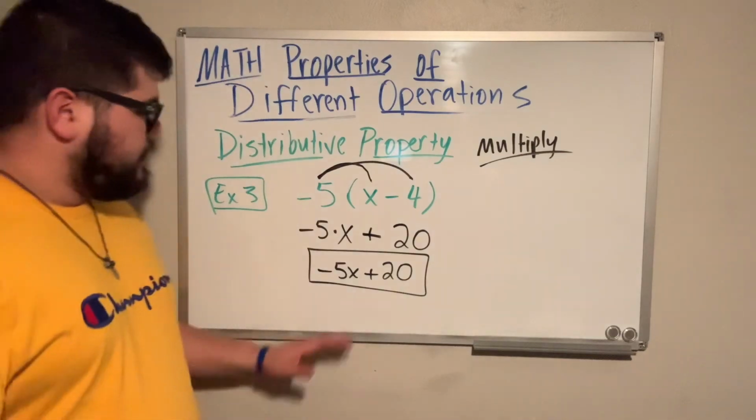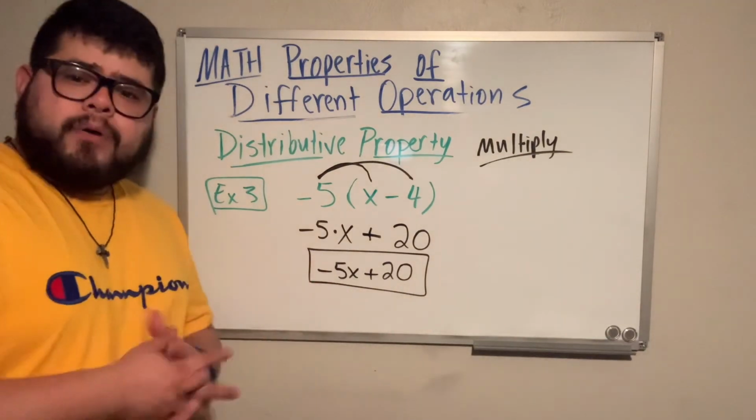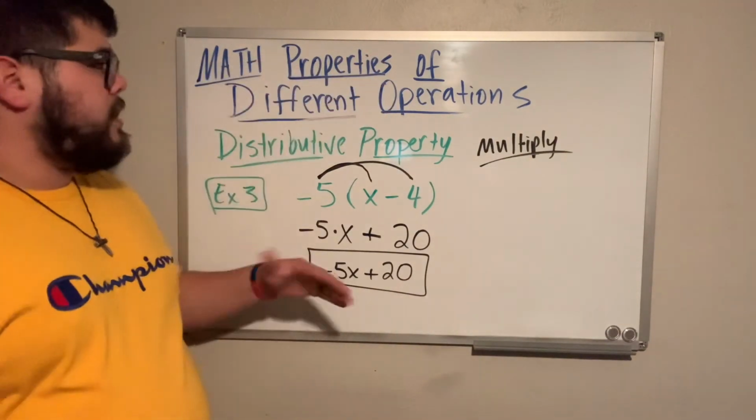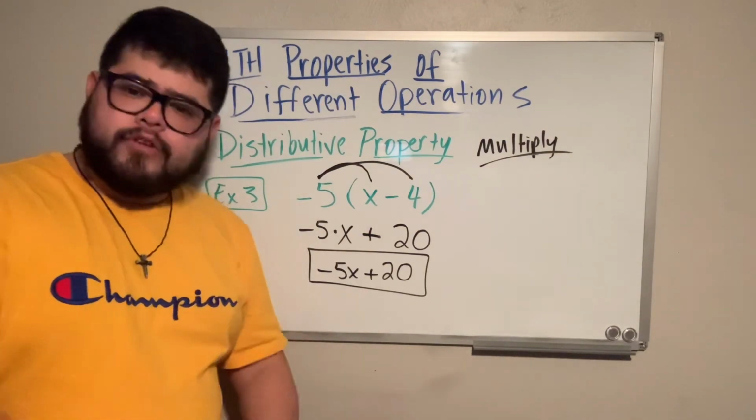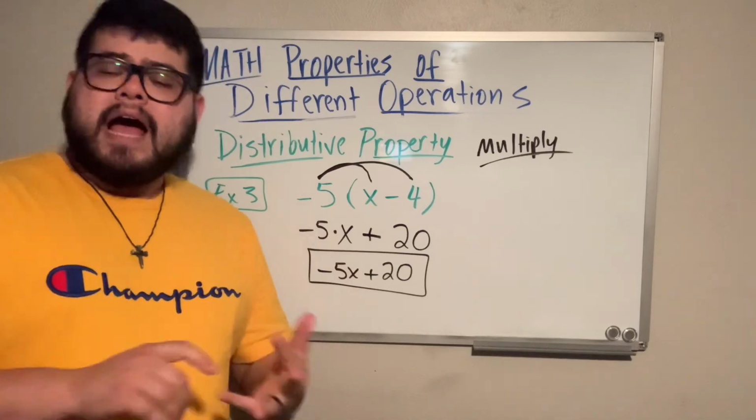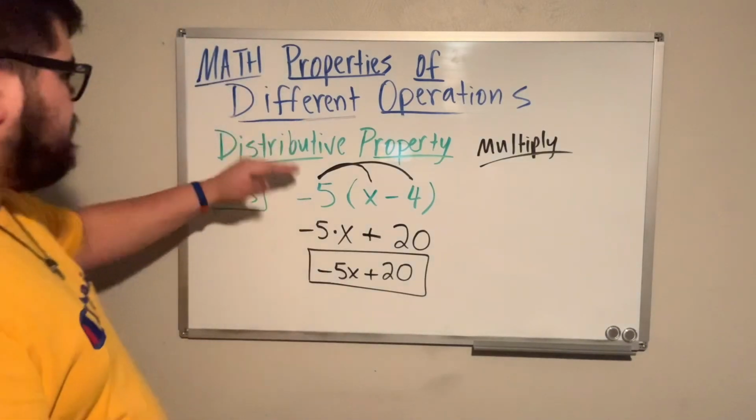All right, so that wraps up part 5 of math properties of different operations. We discussed different properties such as the commutative property, the associative property, identity, inverse property, and now the distributive property.